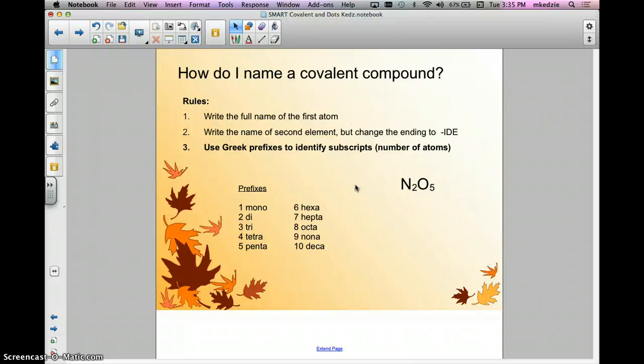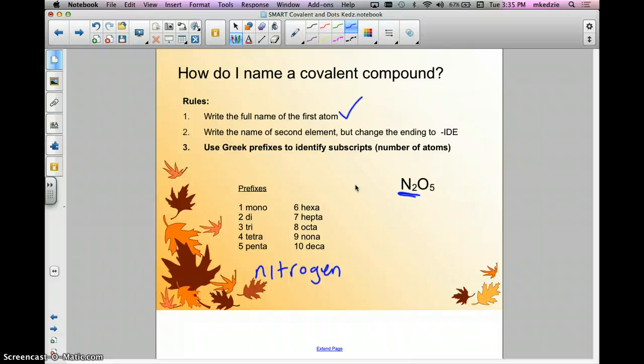Okay, so let's look at this compound here. We have N2O5. Let's go through our rules here. Rule number 1, write the full name of the first atom. My first atom is nitrogen. Check. Rule number 2, write the name of the second element, but change the ending to IDE.